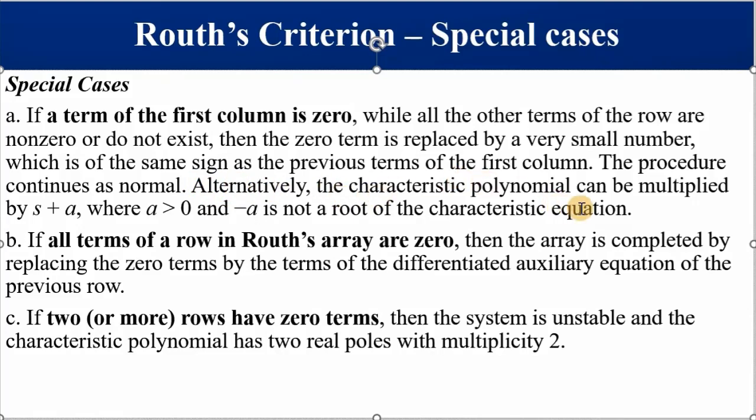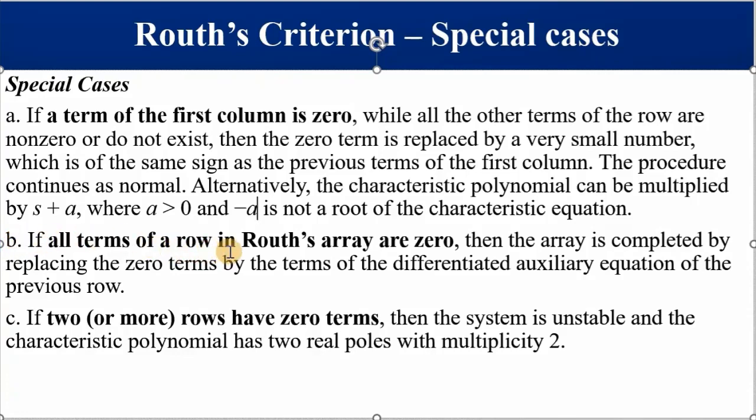Alternatively, the characteristic polynomial can be multiplied by s plus a. Please take note that some authors say s plus m, and this a must be greater than 0. Minus a must not be a root of the characteristic equation. We are going to have an example whereby we multiply the characteristic polynomial by this and proceed with the Routh-Hurwitz criterion.